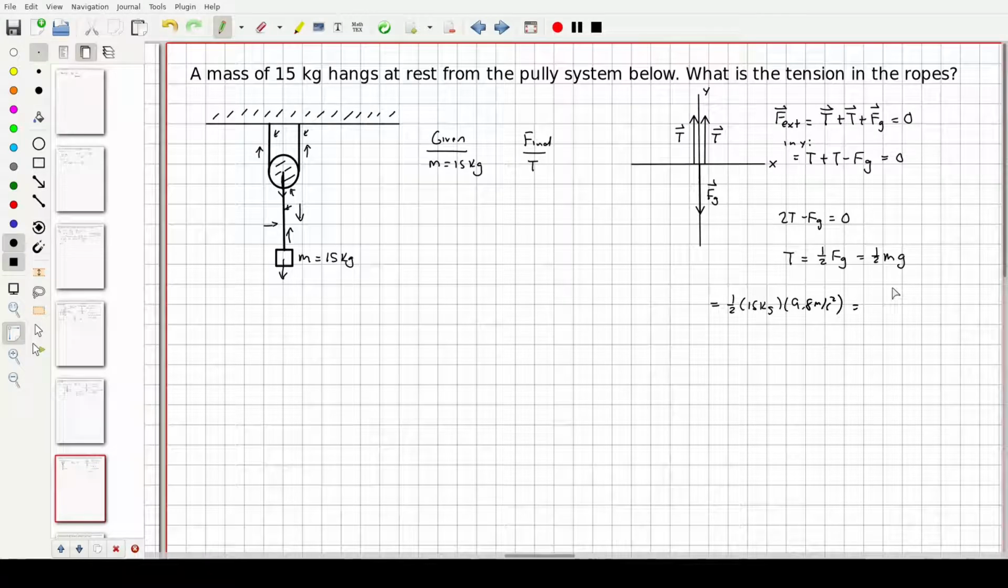Okay? So here, 1/2 of 15 kilograms times 9.8 meters per second squared. So if you do the math there, half times 15 times 9.8 is 73.5 newtons. Now, obviously to 2 sig figs, this is going to be 74 newtons. But look, it's half of the weight, because it's being split up both sides.